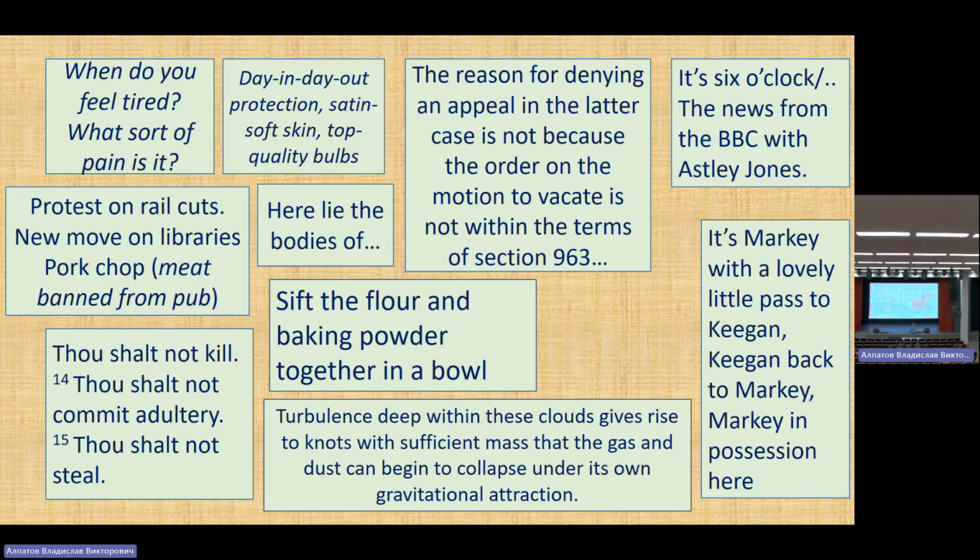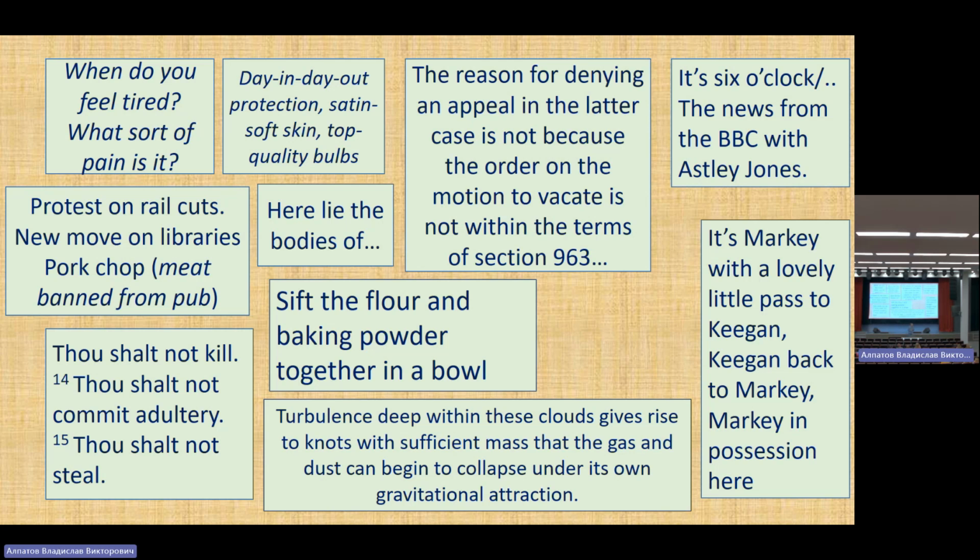Turbulence deep within these clouds gives rise to knots with sufficient mass that the gas and dust can begin to collapse under its own gravitational attraction. A scientific article. This is from the website of NASA about the process of how new stars are formed.